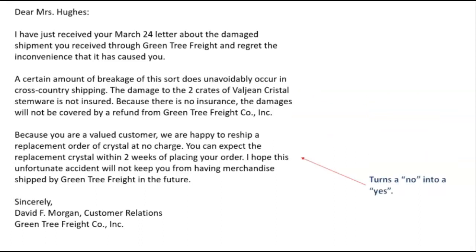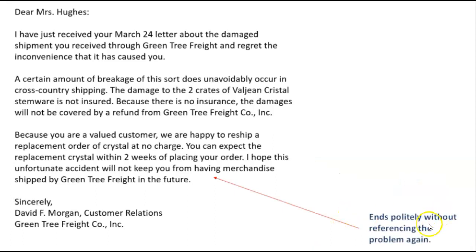However, the customer service person wants to reinforce that relationship with the customer. So they're going to turn the no into a yes. Because you are a valued customer, we are happy to reship a replacement order of the crystal to you at no charge. You can expect the replacement crystal within 2 weeks of placing your order. Notice here that the letter also ends politely without referencing the problem again, and reinforces the relationship with the customer. In your letter, be careful not to accuse, scold, or blame.